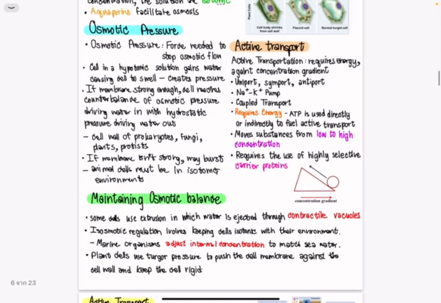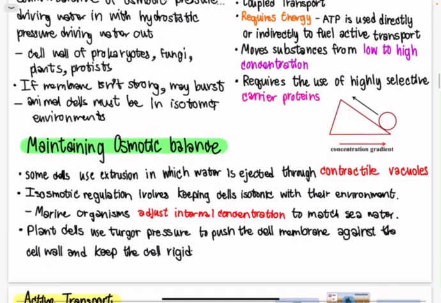Maintaining osmotic balance. Some cells use extrusion, in which water is ejected through a contractile vacuole. Isosmotic regulation involves keeping cells isotonic with their environment. Marine isosmotic animals adjust their internal concentration to match the seawater. Tourist animals circulate isotonic fluid.